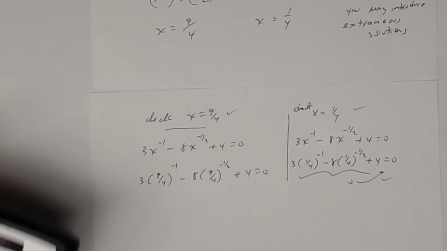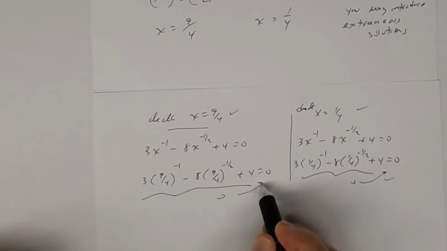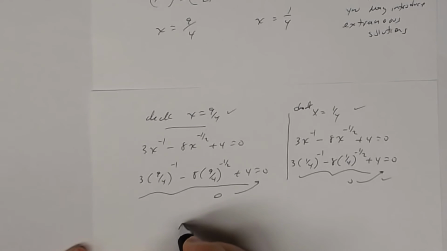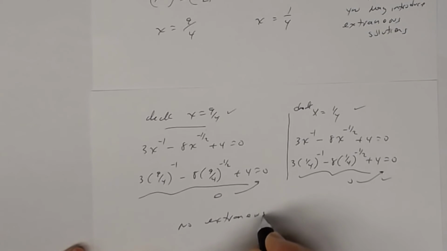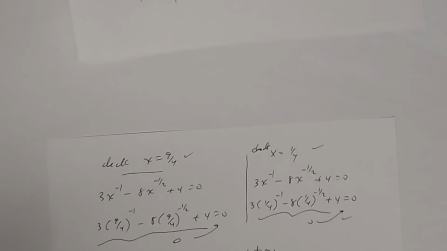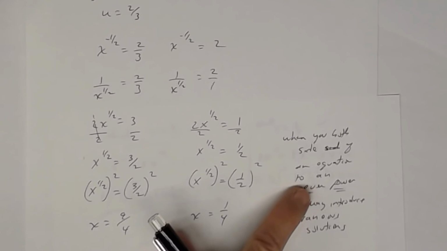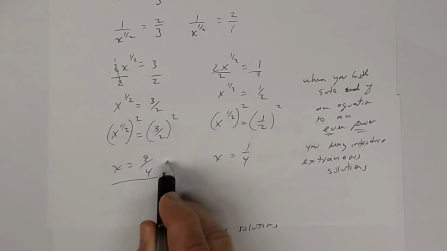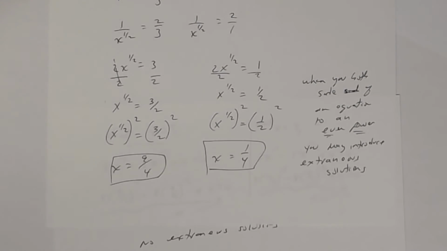Just like this one was 0, that one works and that one works. So those are your two solutions. There are no extraneous solutions. I want you to see that. Both of those are solutions. Remember, when you raise both sides to an even power, you may introduce extraneous solutions, so you have to check. These are both solutions.